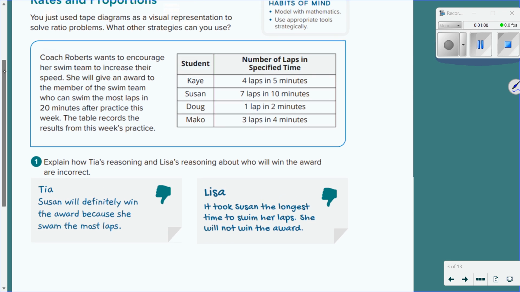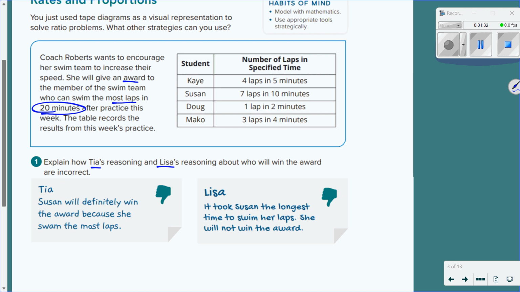Coach Roberts wants to encourage her swim team to increase their speed. She'll give an award to the member of the swim team who can swim the most laps in 20 minutes after practice this week. The table records the results from this week's practice. So we have two people, Tia and Lisa, looking at this data, and they're making different conjectures about who is going to win the award.